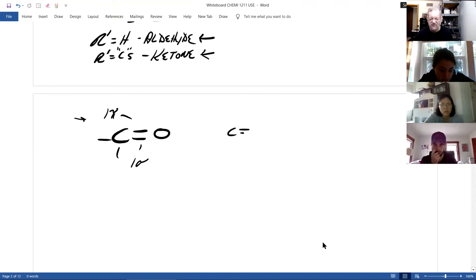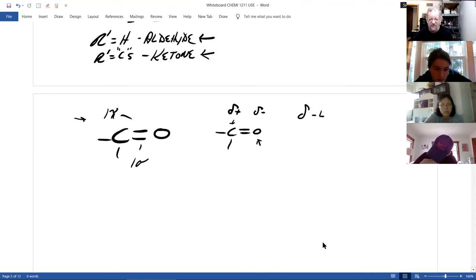But let's look at something special about the carbonyl group. Oxygen is more electronegative than carbon. Electronegativity is the ability to hold the electrons we're sharing closer to one atom over the other. And because of that difference between carbon and oxygen, I'll never ask this on a test, but it's important for you to know, carbon is slightly positive and oxygen is slightly negative.